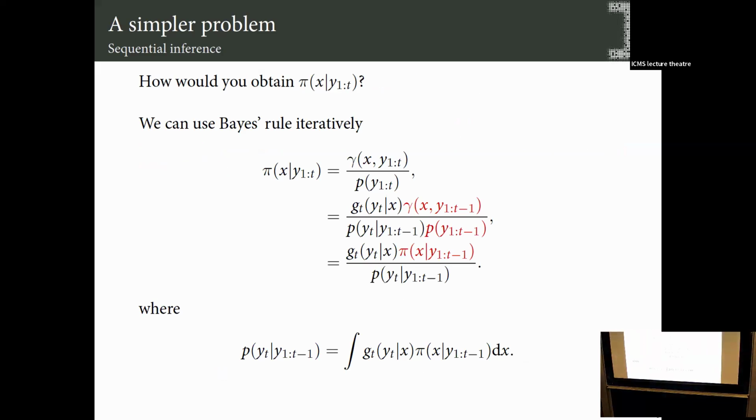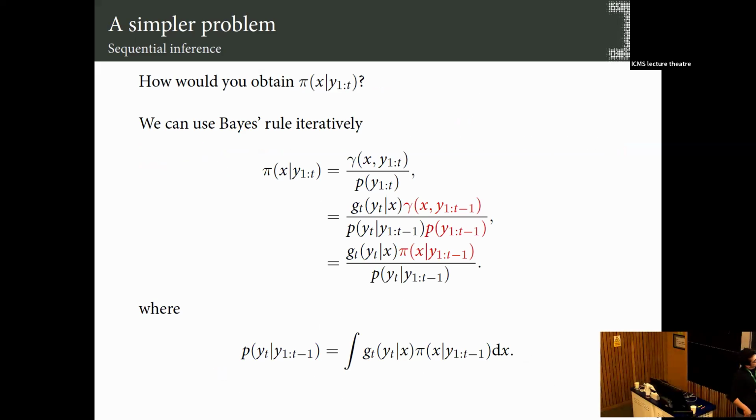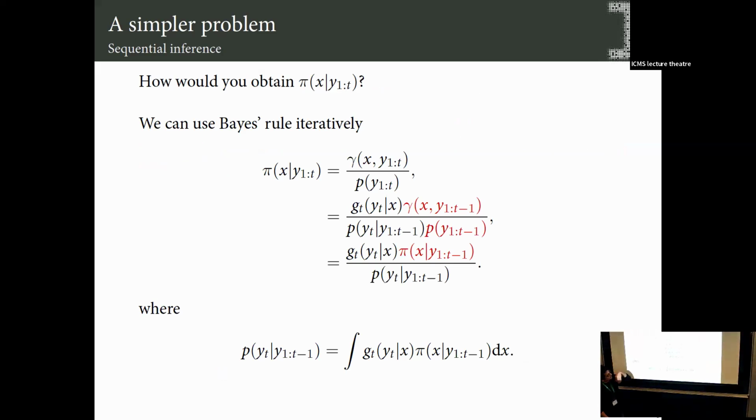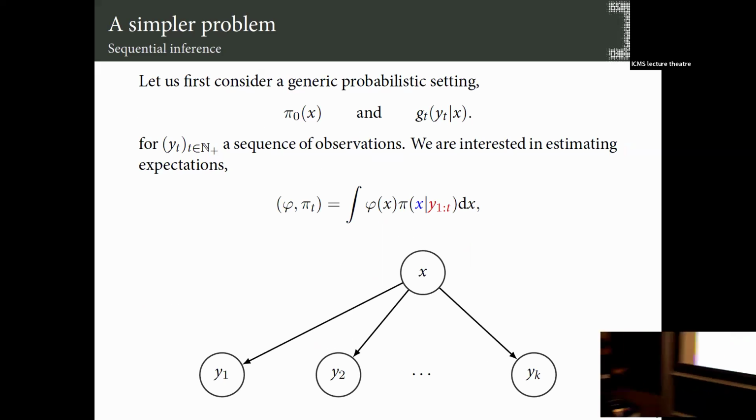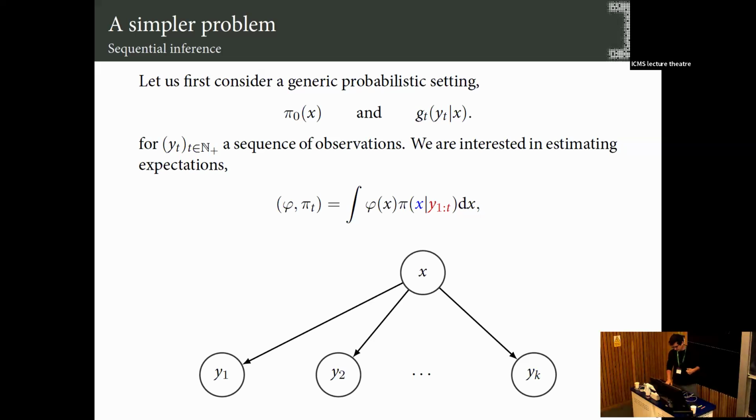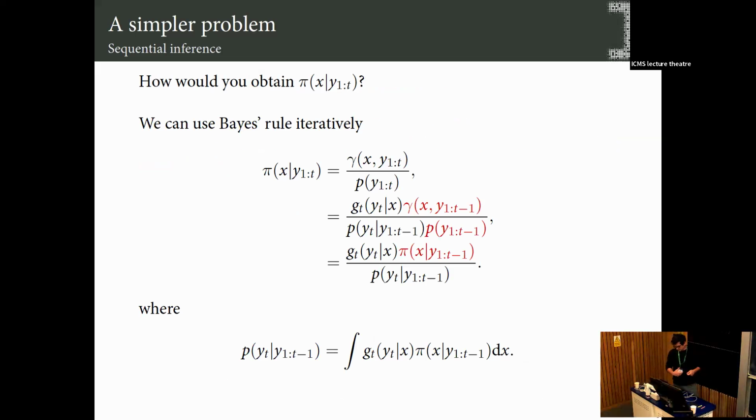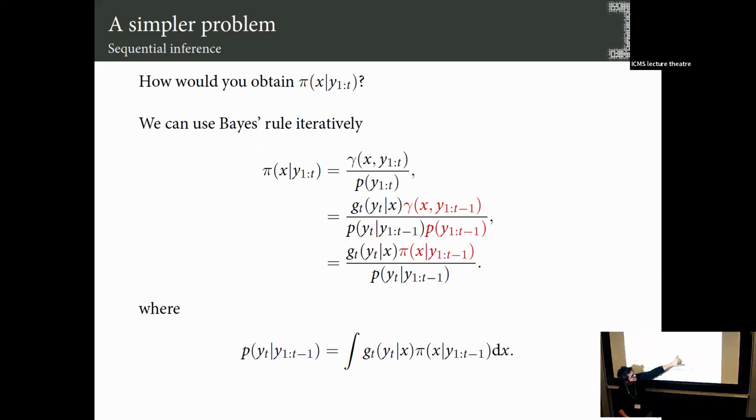So how would you obtain this distribution iteratively? You can just use Bayes rule iteratively. There's nothing very complex going on here. It's just Bayes rule used in a clever way. Obviously you are given a prior on x, so pi_0 of x. You start from there and you just want to derive one step of the update rule. If I can derive this update in terms of the previous one, obviously I can start from pi_0 of x, go to x given y_1, and then continue that way.